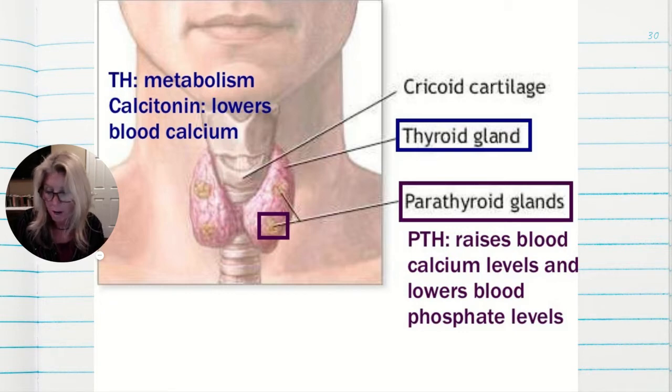Now, your parathyroid gland, if you jump to the bottom of that box, parathyroid, this is an antagonistic hormone because whereas calcitonin lowers blood calcium, the parathyroid hormone raises blood calcium levels and it lowers blood phosphate levels. So I just want you to know that these are antagonistic, calcitonin and parathyroid hormone. So on your notes, parathyroid hormone raises blood calcium and it's contrary to calcitonin.